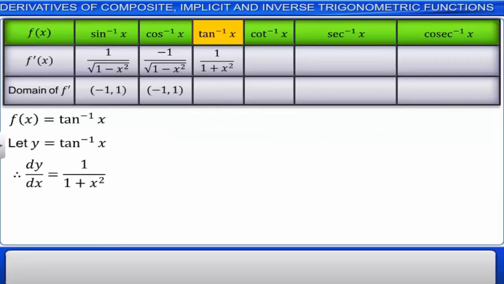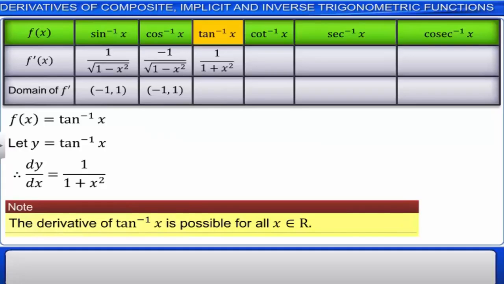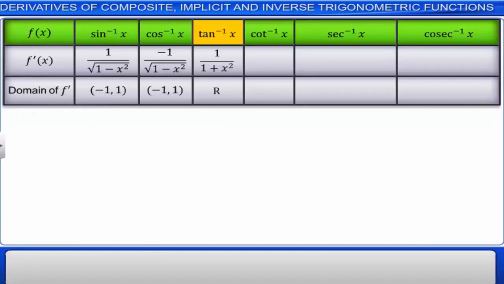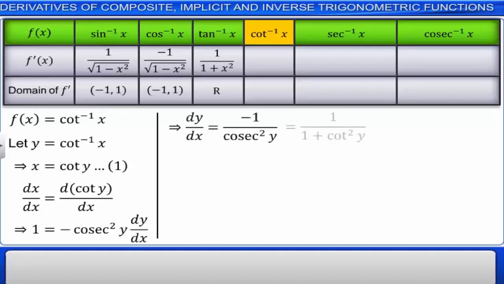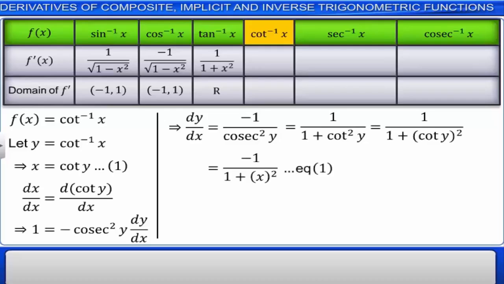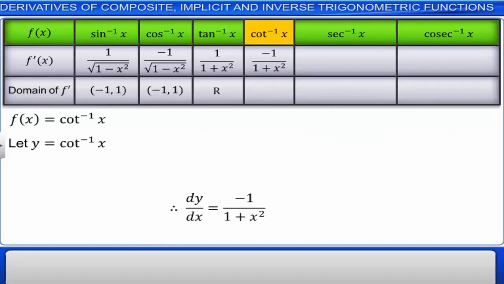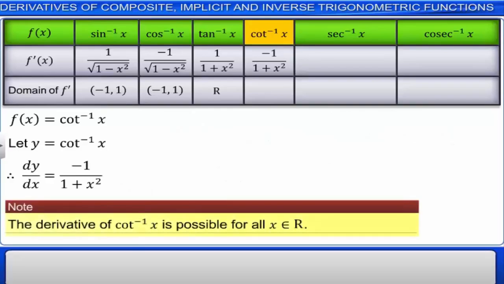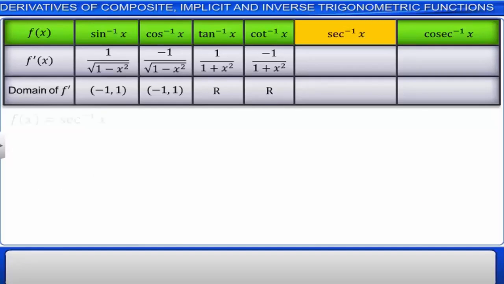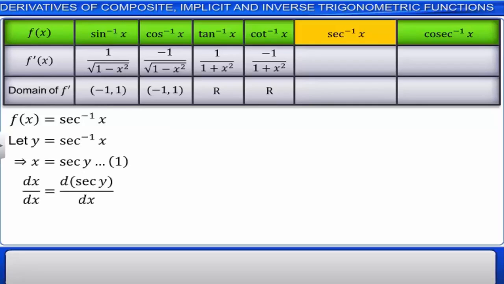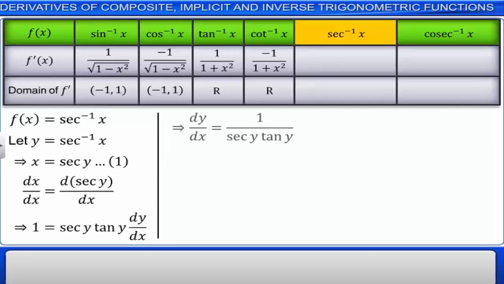In a similar manner, we can determine the derivative of cot inverse x, sec inverse x, and cosec inverse x.